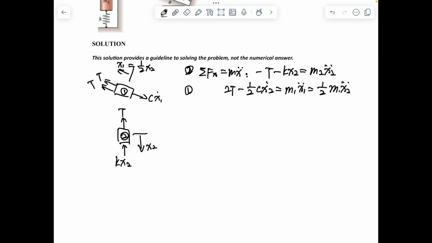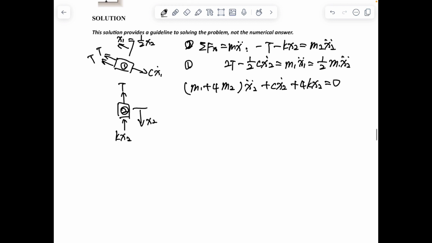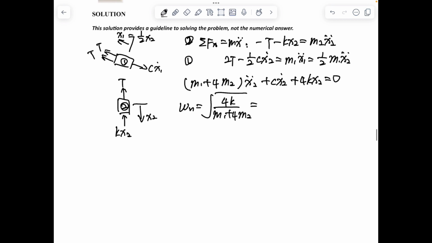So from these two equations, we can eliminate tension. We can get (m1 plus 4 m2) x2 double dot plus c x2 dot plus 4k x2, which is equal to 0. Then omega n is equal to the square root of 4k over (m1 plus 4 m2). This is equal to 2 times the square root of k over (m1 plus 4 m2).